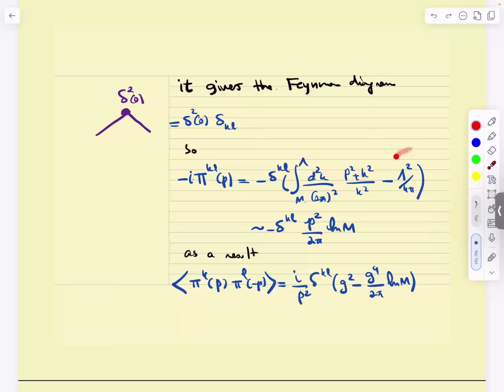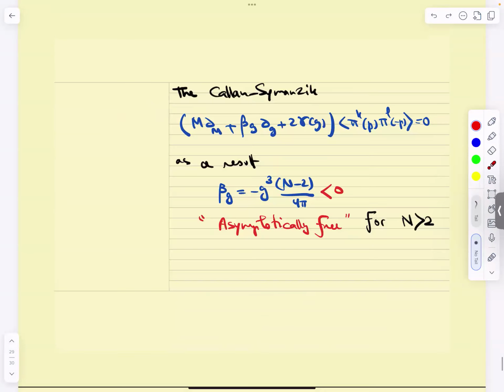So now once you add that counter term, it turns out it amounts to, I'm sorry, I'm really late. That's also wrong. No, that's correct. Lambda squared over 4 pi, it cancels the divergence of that. You now get the log divergence term. This is the 2-point function up to 1 loop correction. You calculate the Callan-Symanzik equation, and you find the beta function is minus g cubed times (n minus 2) over 4 pi, asymptotically free for n larger than 2.